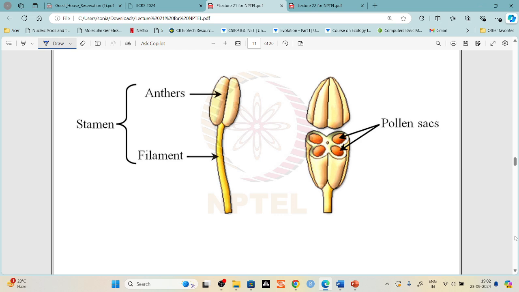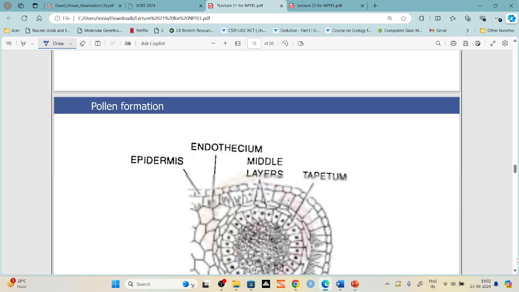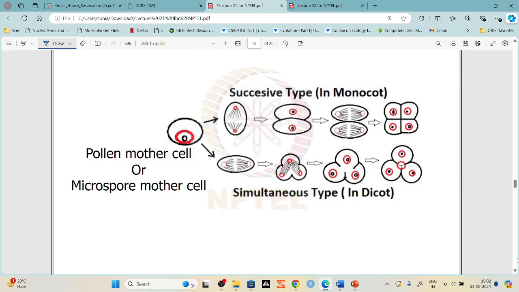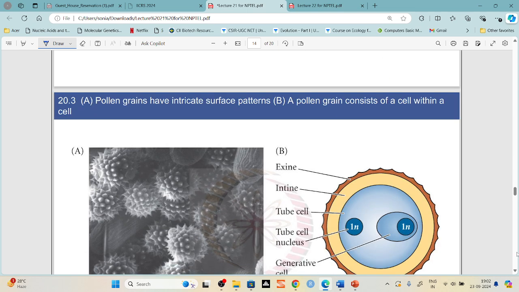So this is your stamen, which has anther and filament, and this is a cross sectional area. If you cut it like this, the cross section shows the pollen sacs. Fine. Then the pollen mother cell or microspore mother cell. You can see how it happens in the case of monocots and how it happens in the case of dicots. I'm just giving you a brief.